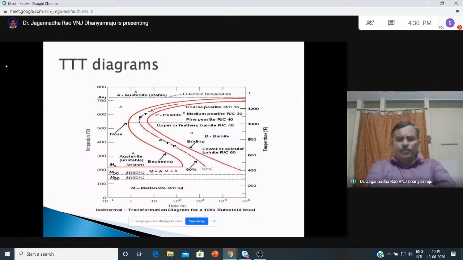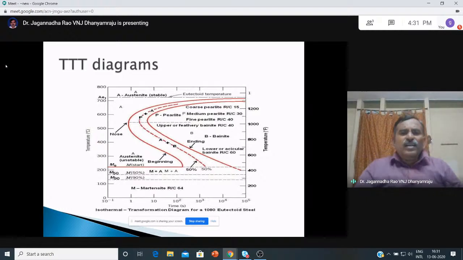So if you cool slowly, extremely slowly, you will get coarse pearlite, right? Actually, the austenite is transformed to pearlite in the eutectoid reaction, that you know. So when you cool extremely slowly, the final product will be coarse pearlite. Because you are cooling slowly, the grain size will be coarser. And this coarse pearlite has low hardness.